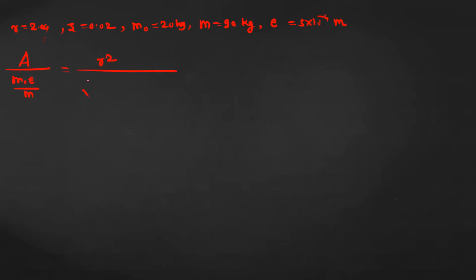Now put this value in this equation. R is equal to 2.04, zeta is equal to 0.02, M0 is 20 kg, total M is 90 kg, and eccentricity is 5 into 10 to the power minus 4 meter. So we have the equation A upon M0E upon M, which is equal to R square upon the square root of (1 minus R square) square plus (2 zeta R) square.